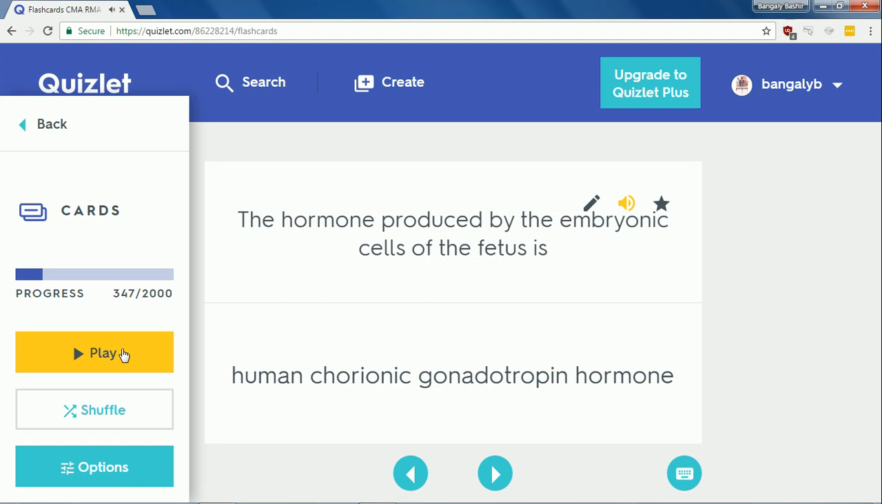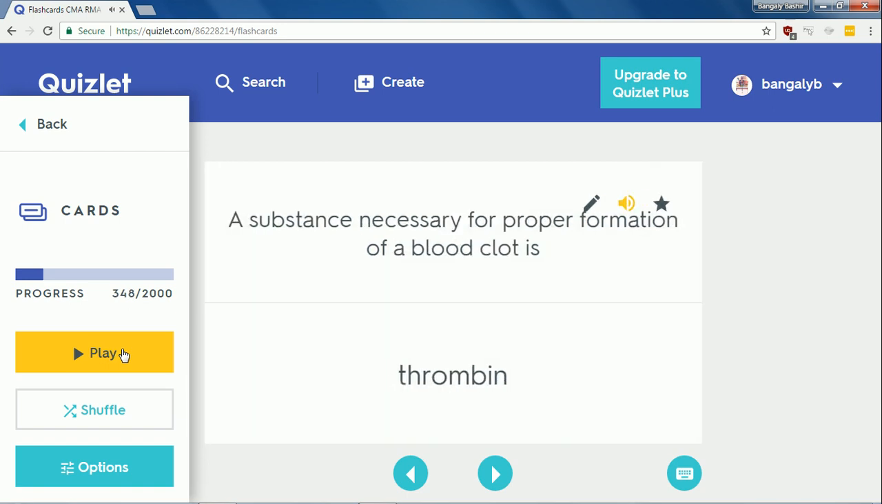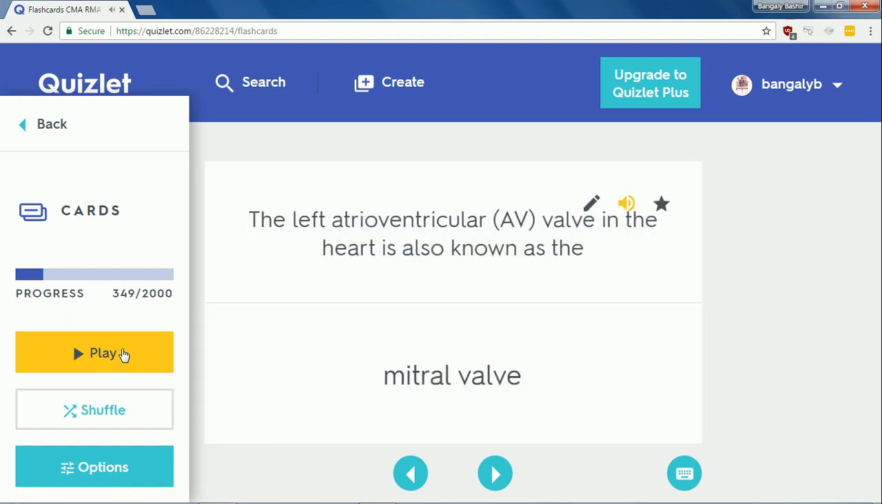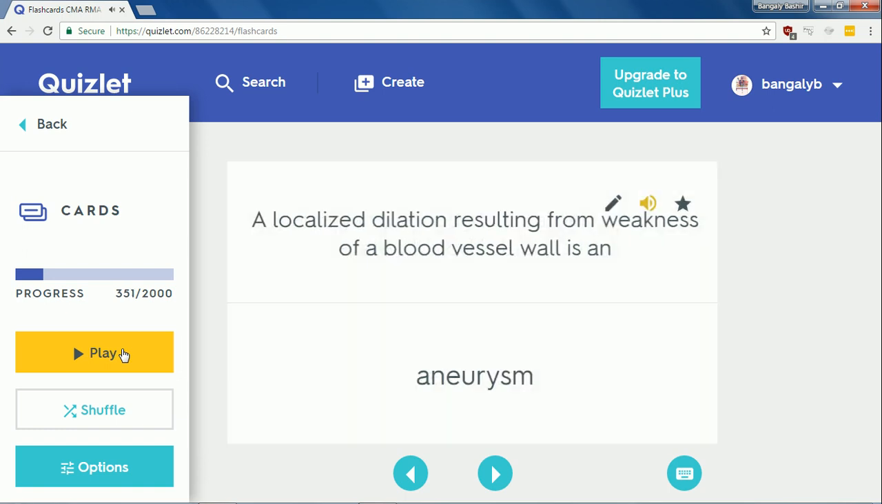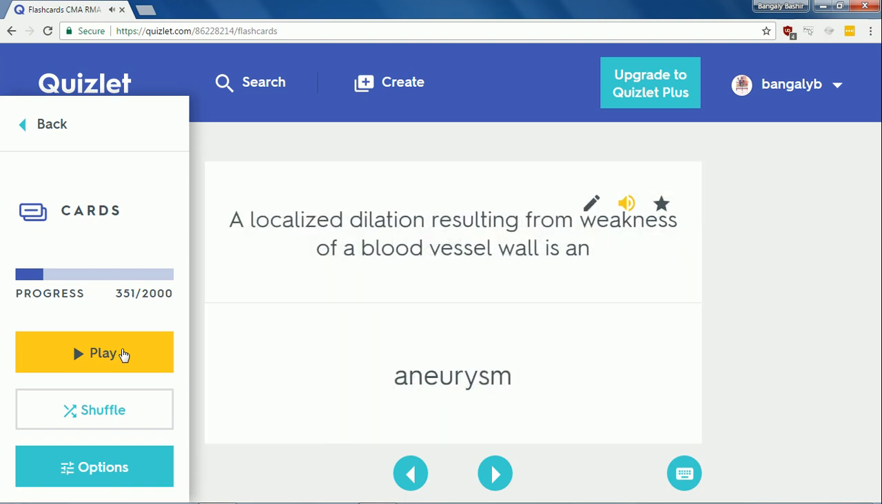The hormone produced by the embryonic cells of the fetus is human chorionic gonadotropin hormone. A substance necessary for proper formation of a blood clot is thrombin. The left atrioventricular valve in the heart is also known as the mitral valve. The only artery in the body that carries deoxygenated blood is the pulmonary artery. A localized dilation resulting from weakness of a blood vessel wall is an aneurysm.